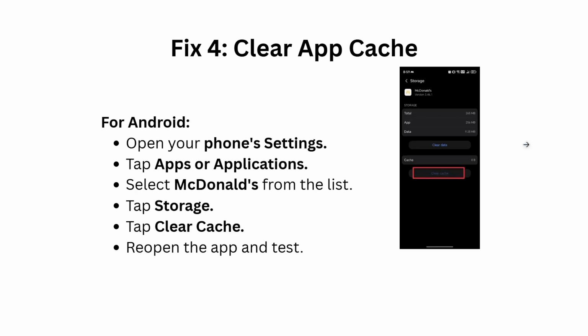Fix 4. Clear app cache. For Android, open your phone settings, tap on Apps or Application. You just have to select McDonald's from the list. Then tap on Storage. Then you have to click on Clear cache. Then you just have to reopen the app and test it again.